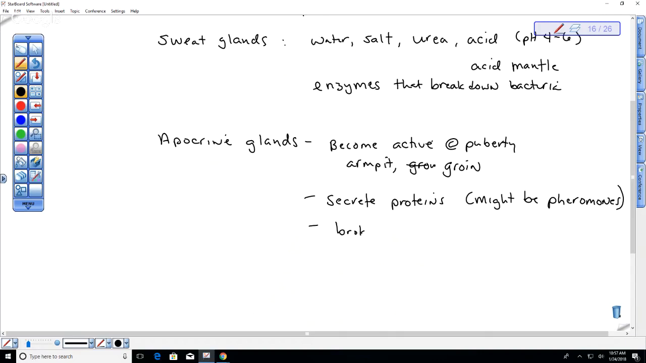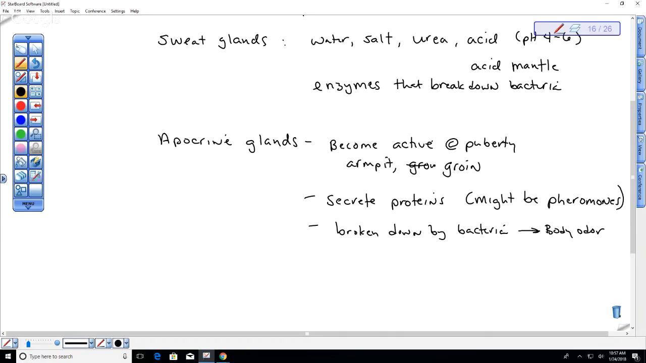So the products are broken down by bacteria, and the bacteria produce substances, and this is what causes body odor. When you have young children, they could not bathe for like a week, right? And they don't stink. But as soon as they hit puberty, they have to take a bath every day or they start to smell. And that is because of the activity of the apocrine glands.